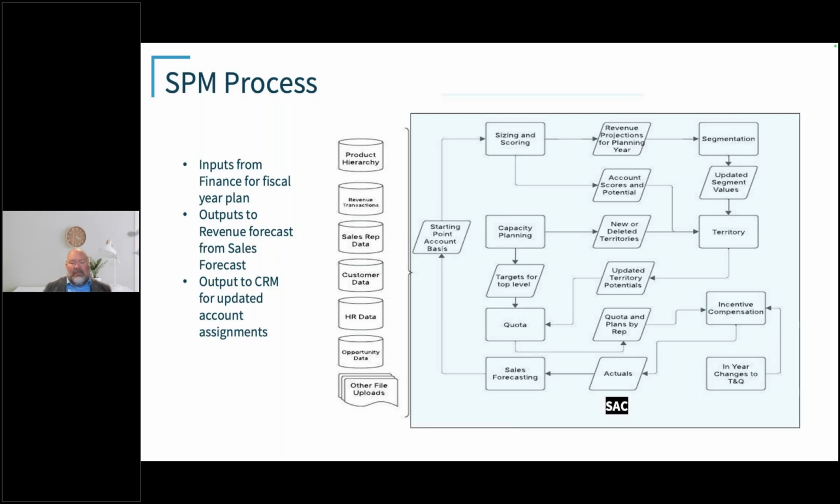Part of the problem is most companies are still using Excel. When you have a territory and quota process happening for the year, like you're planning out your next fiscal year for sales, how are you going to decide who gets what accounts, who gets what targets? A lot of time is spent doing that.